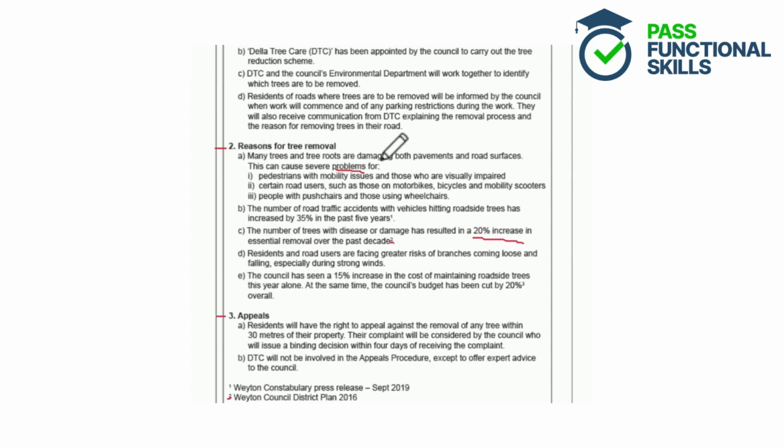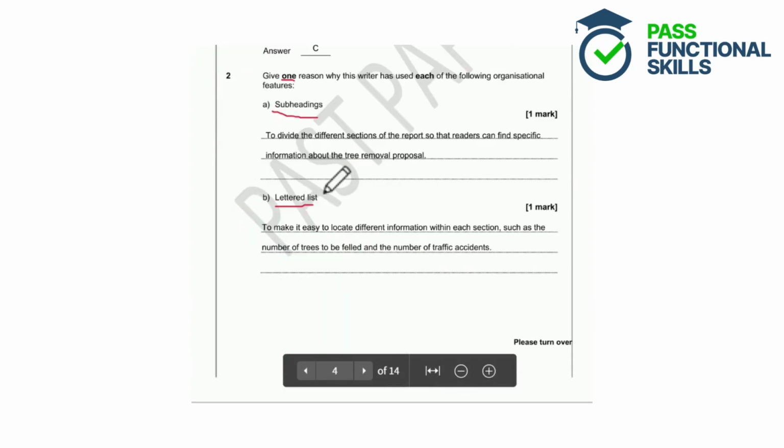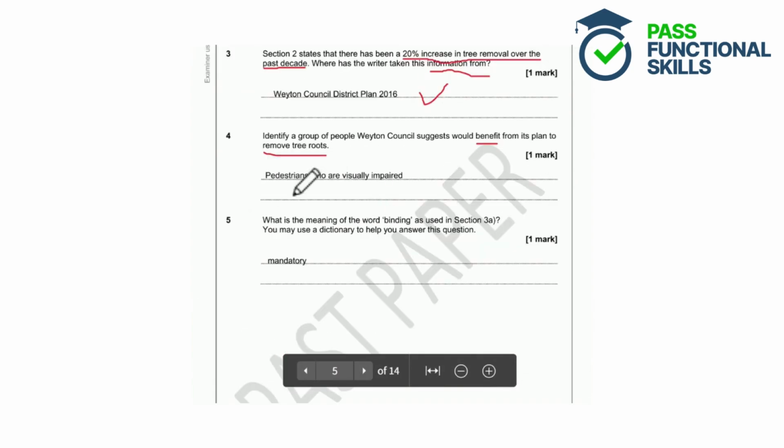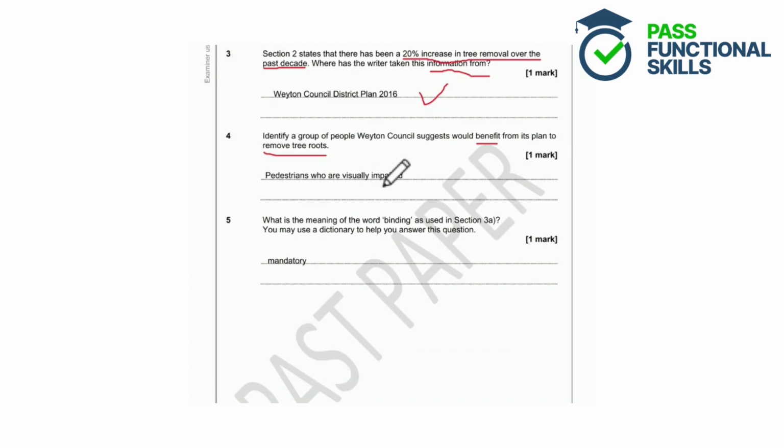So while it doesn't actually say that they will benefit, we can infer from the source that this is the case because currently the trees and tree roots are damaging pavements and road surfaces, which is causing problems for these people. So you only need one group of people from any of these. The answer here the student has put is pedestrians who are visually impaired, but any from that list is fine.